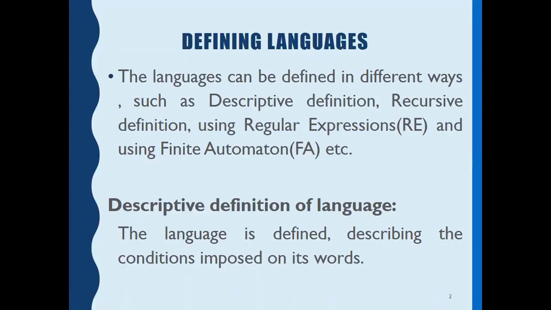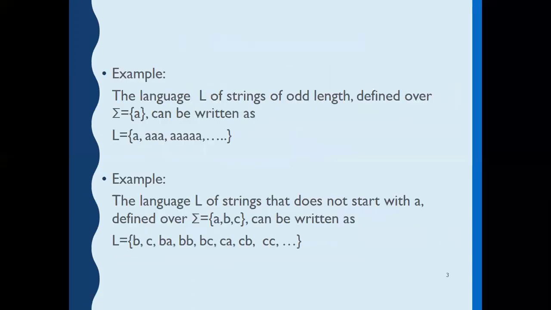In defining languages, languages can be defined in different ways, as follows: descriptive definition, recursive definition, using regular expression, using finite automaton. In descriptive definition of languages, the language is defined by describing the conditions it imposes on its words, that is, which type of language we want to make. For example, language of all positive numbers, language of all negative numbers, language of even numbers, languages starting with letter A. This is all about descriptive definition of a language.